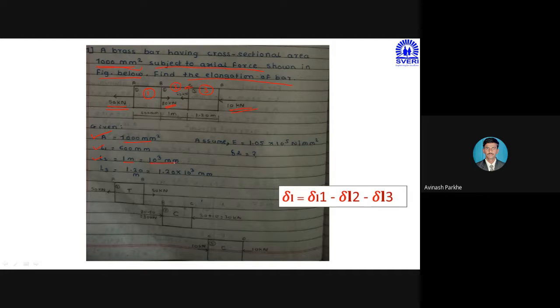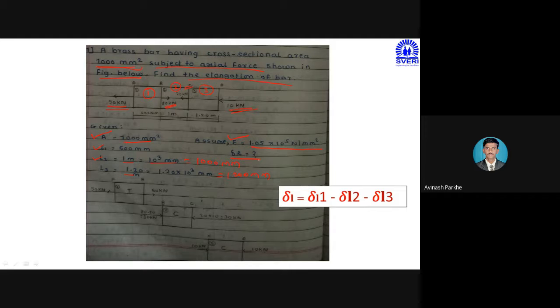You can write 10 raised to 3 or you can write 1000 mm. Then L3 is given as 1.2 meter, multiplied by 10 raised to 3. You can write 1200 mm. Okay, then assume Young's modulus is equal to 1.05 into 10 raised to 5 Newton per mm square. So there is no need to go for conversion, you can take it as it is, and we have to calculate the total deformation of the bar.